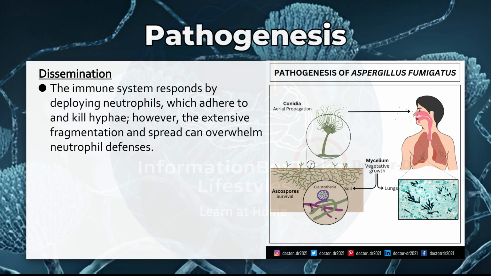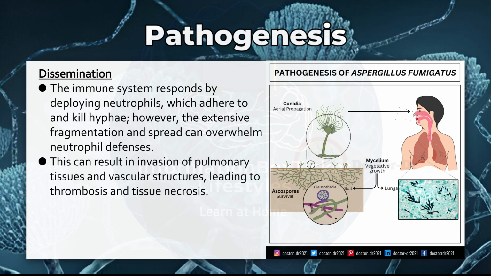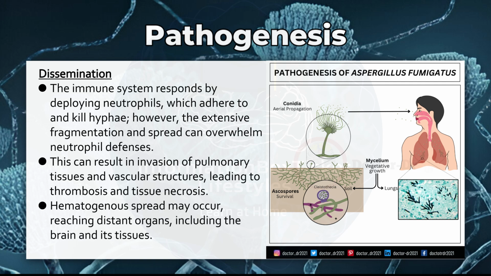The immune system responds by deploying neutrophils, which adhere to and kill hyphae. However, the extensive fragmentation and spread can overwhelm neutrophil defenses. This can result in invasion of pulmonary tissues and vascular structures, leading to thrombosis and tissue necrosis. Hematogenous spread may occur, reaching distant organs, including the brain and its tissues.